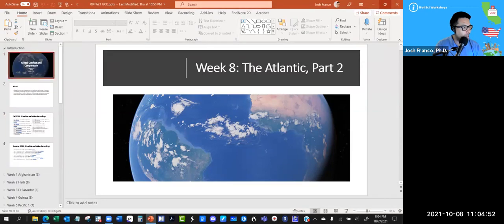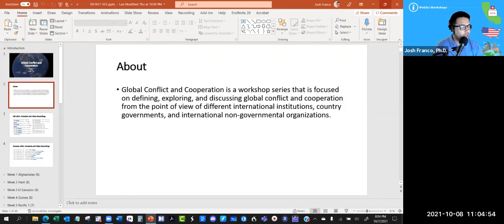As a reminder, this workshop is focused on defining, exploring, and discussing global conflict and cooperation from the point of view of different international institutions, country governments, and international non-governmental organizations.